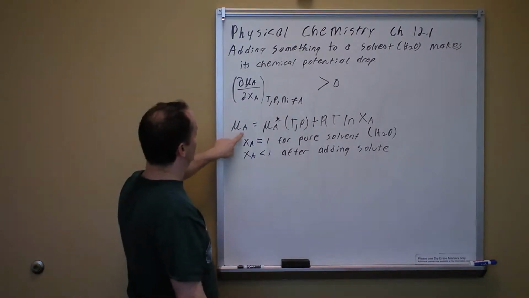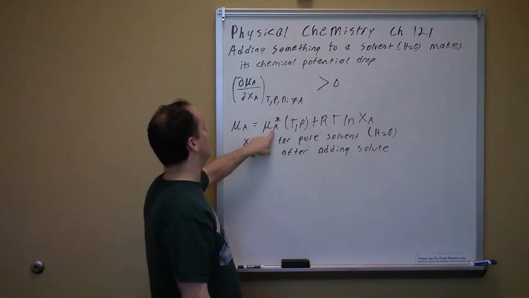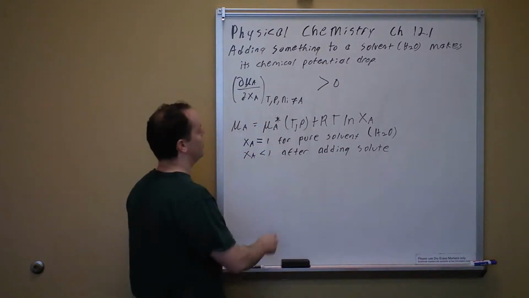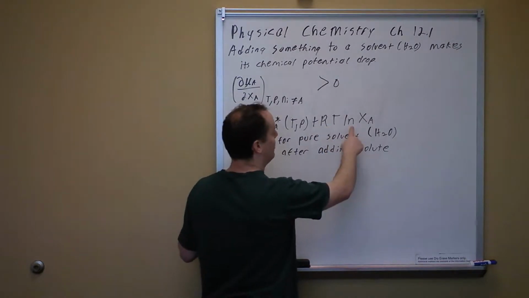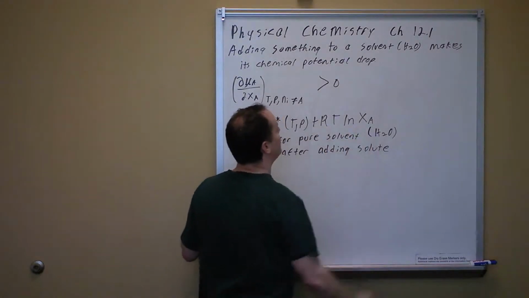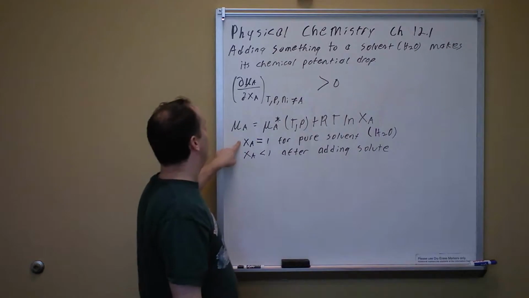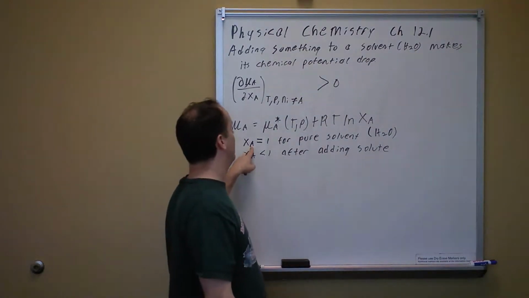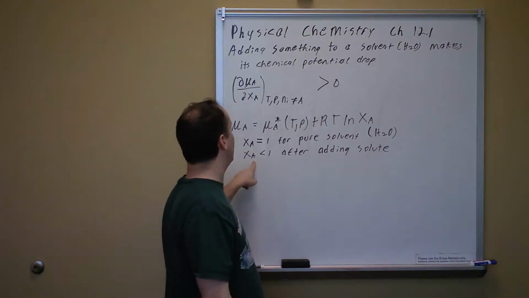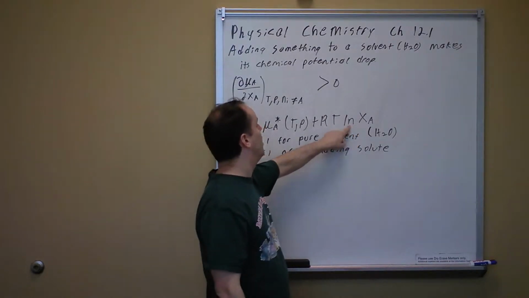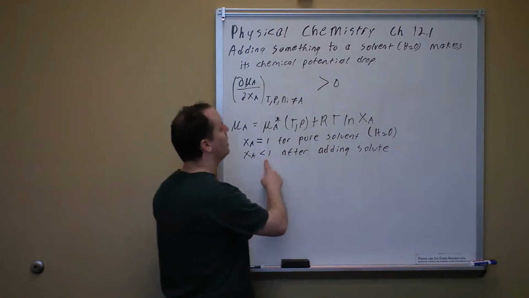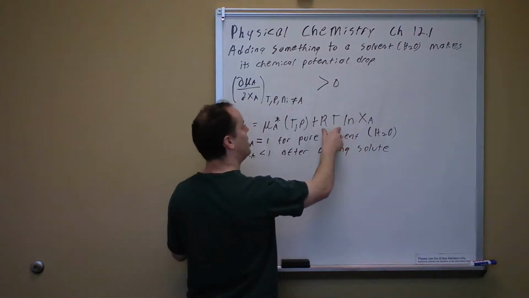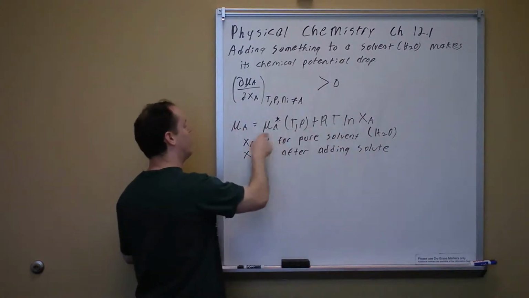Now we also remember this: chemical potential of A is equal to the chemical potential of A star at whatever temperature and pressure of interest, plus RT times the natural log of the mole fraction of A. Now, if you have pure solvent, like in our case water, mole fraction is going to be 1. But then if you add anything else, that mole fraction is going to be less than 1. It's going to decrease. So if this number decreases, then this term will be negative, even more negative. So this will drop.